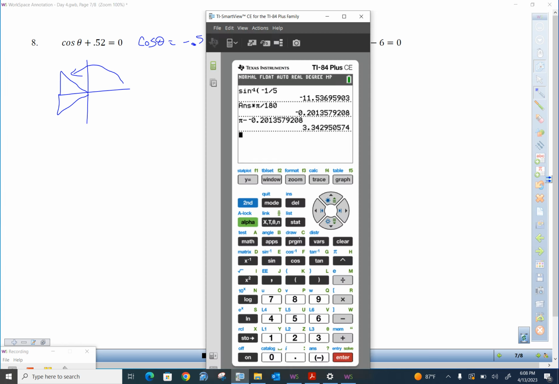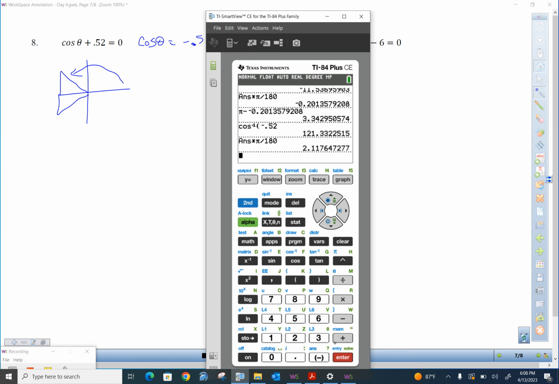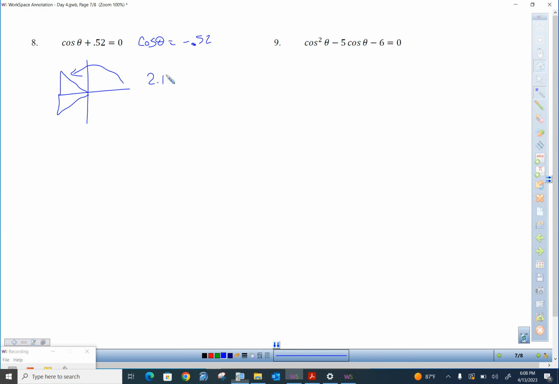Let's see that happen. Inverse cosine of that negative 0.52. And then we'll go ahead and change that to radians right away. And we're seeing about 2.118. And hopefully that makes sense again, because this is 3.14. So it has to be a little less.